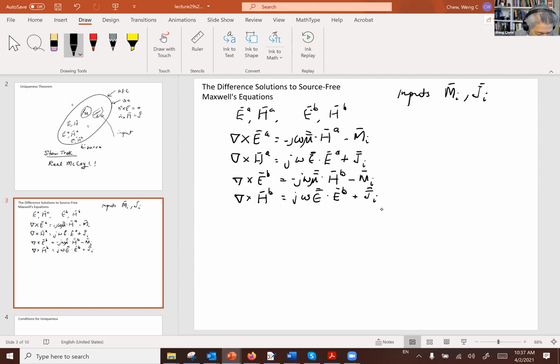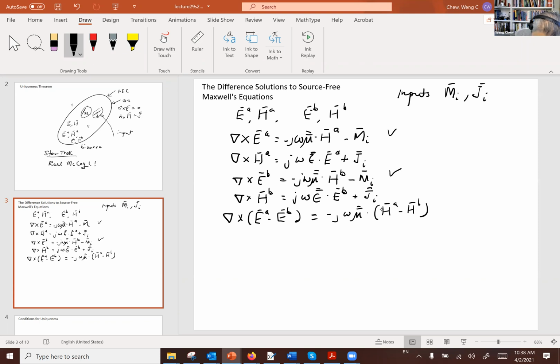So how can we figure out when these bizarre solutions will be there and when they are not there? We look for the difference solution, and it can be easily shown. If I take the difference of these two equations, then I get curl of E_A minus E_B. You just take the difference of the left-hand side. And then on the right-hand side, I will get -j omega mu dot H_A minus H_B. And then the source term would cancel, because they are driven by the same source term.